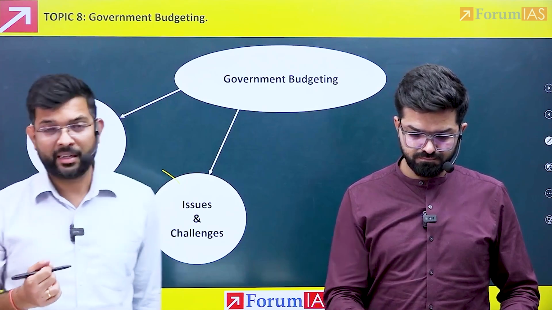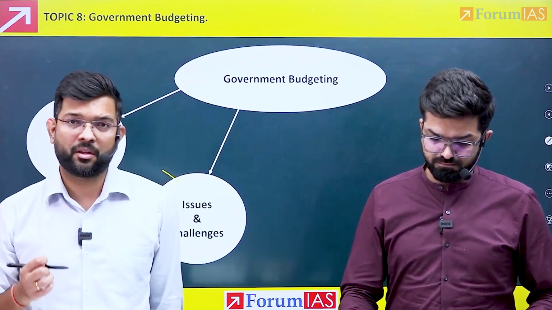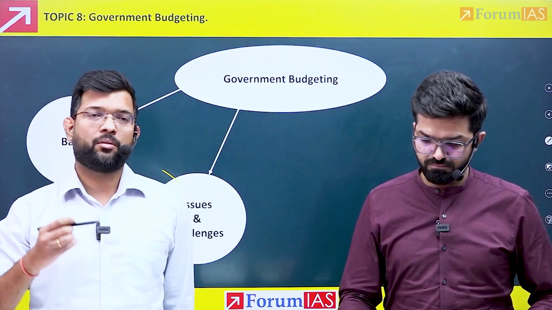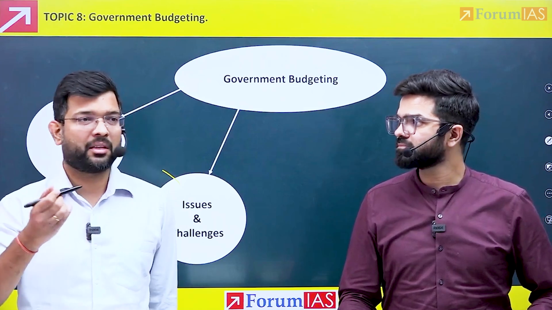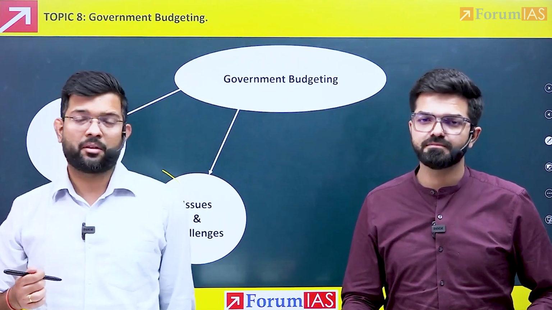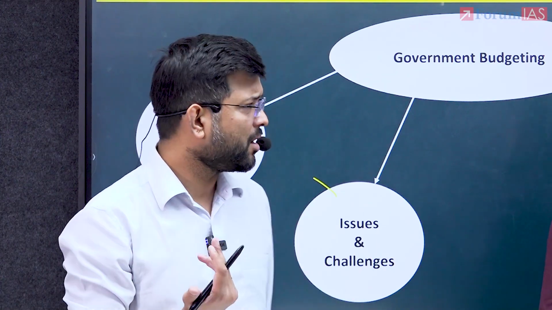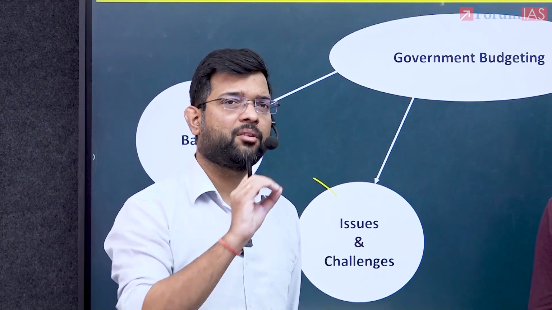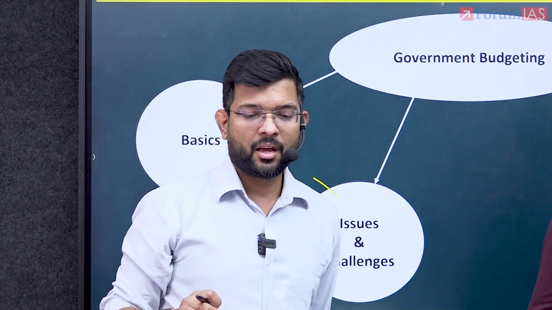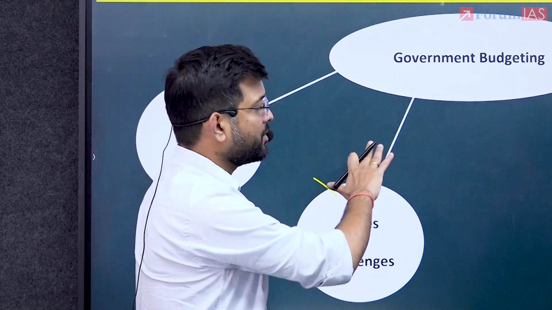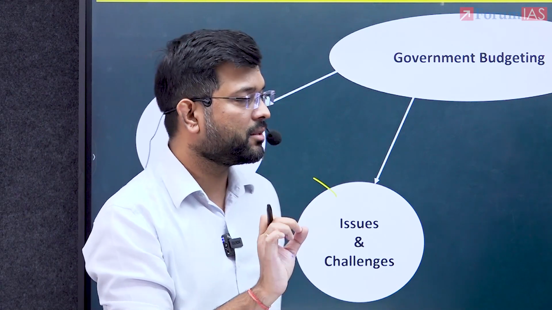Then you have need for better performance evaluation. So in this you can write or even quote things like social audit. Exactly. Things like transparency, accountability, governance. Interlink things from GS2, from GS4 in this. So this is a topic which lies somewhere between GS2 and GS3. Exactly. So use it accordingly, right?